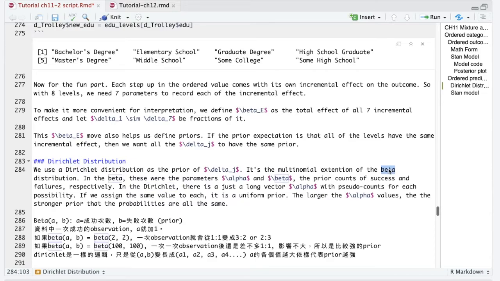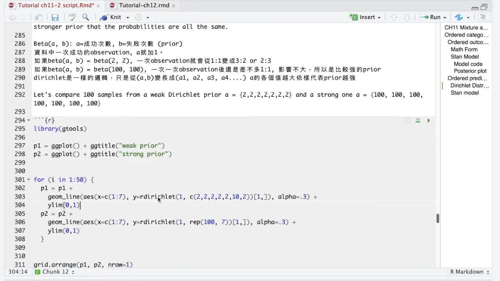The beta distribution is only for binomial outcomes. But for the Dirichlet distribution, we have no such limit. The input of a Dirichlet distribution is just a vector, depending on how many outputs you have. So it will be something like this. We have 7 outputs, so the input will be a vector of length 7, and each element in the vector is how much confidence you have for that output.